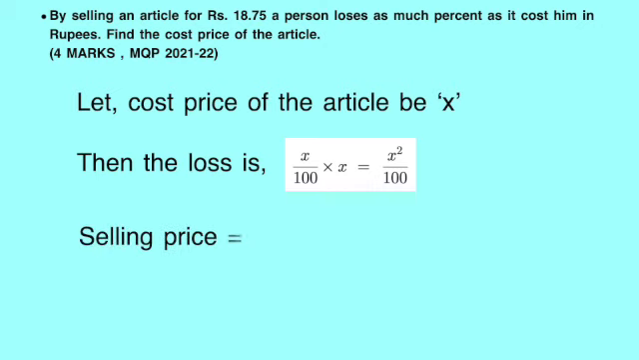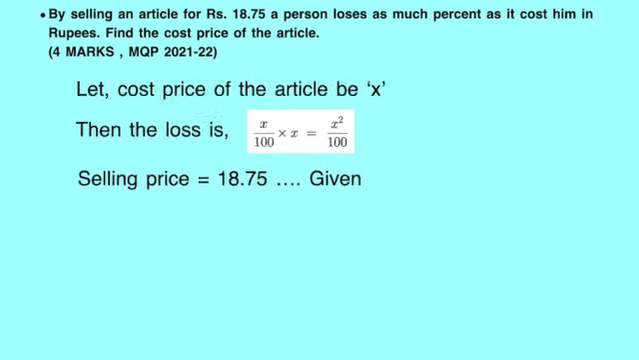And then, the selling price is given as 18 rupees 75 paisa. Now we have 3 things. One is the cost price that we considered as X, and then we calculated the loss. Loss is always calculated as a percentage. What is the percentage of loss? X percent. X percent means X by 100 for the cost price, X into X by 100, where the second X is the cost price, equal to X square by 100. Now we got 3 values and we can solve this problem easily.